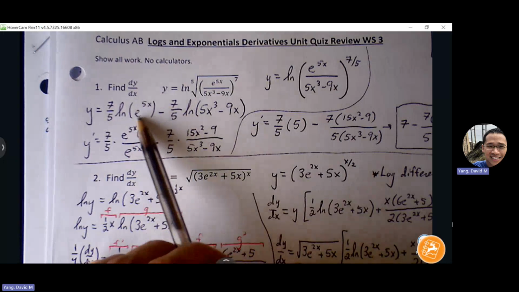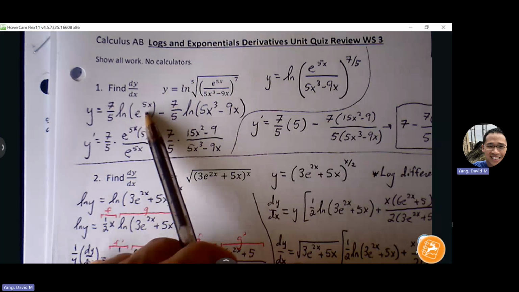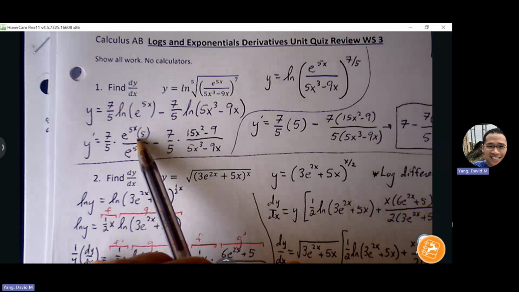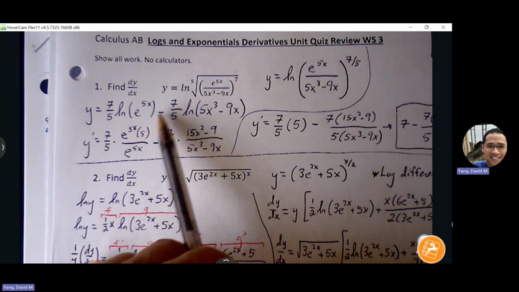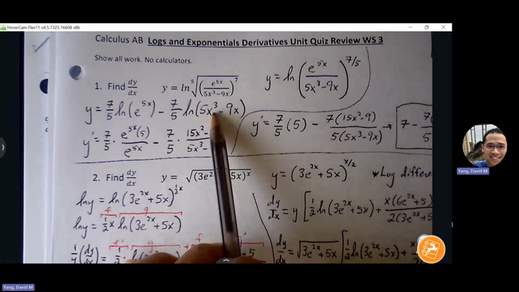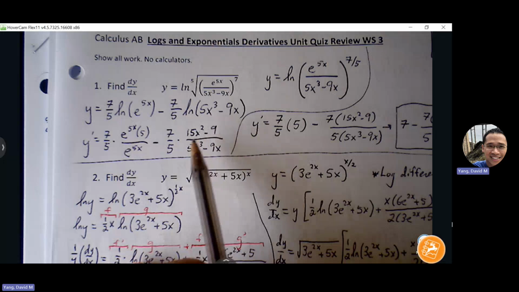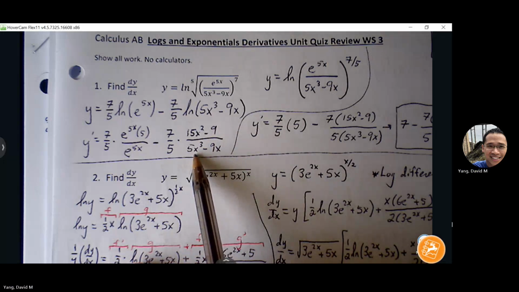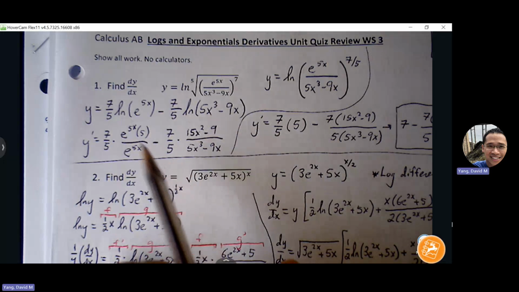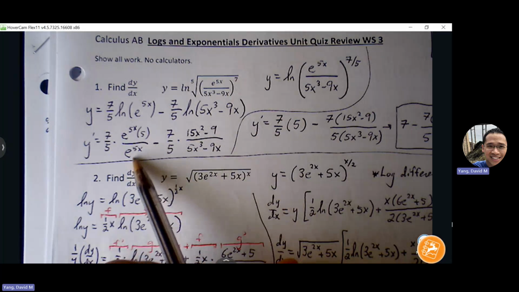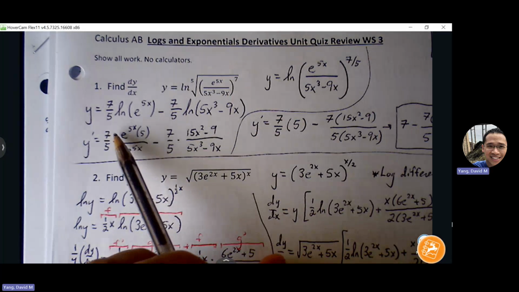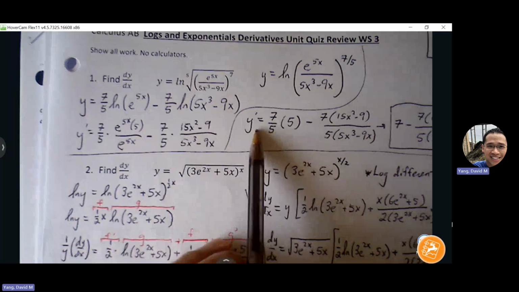And then what's inside the parentheses here, the derivative of e to the U, which is e to the U times U prime. Okay, minus 7/5. And then U prime over U, power rule. This becomes 15x squared minus 9 divided by U. And then doing a little bit of cleanup here, the e to the 5x cancels out. So I'm left with 7/5 times 5, which is just 7.